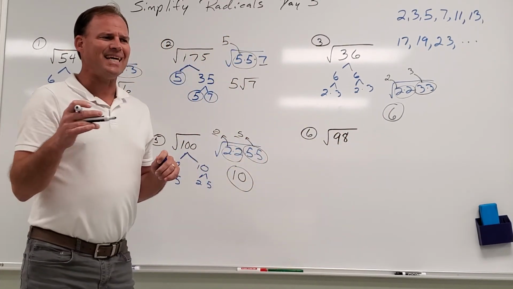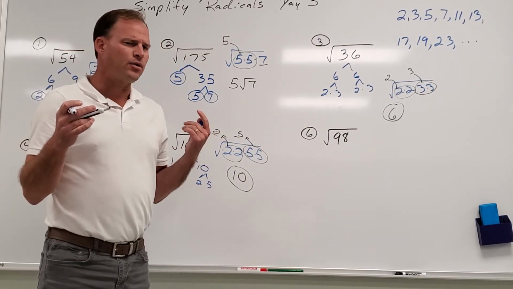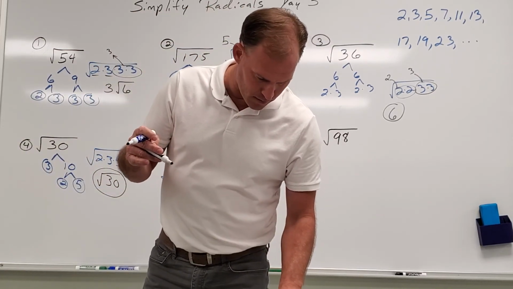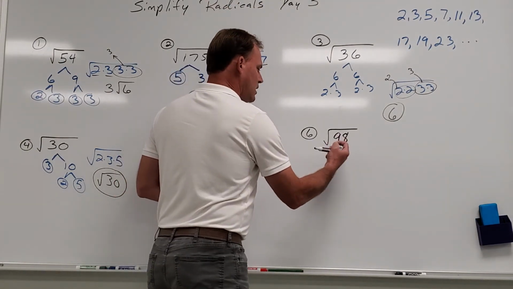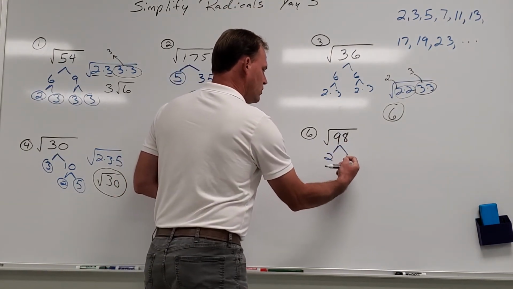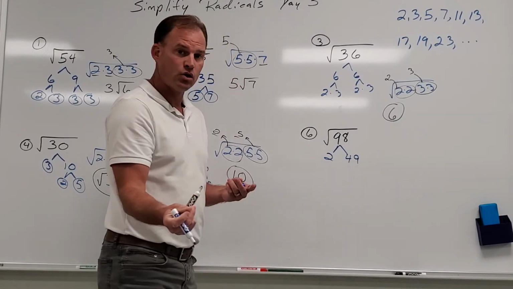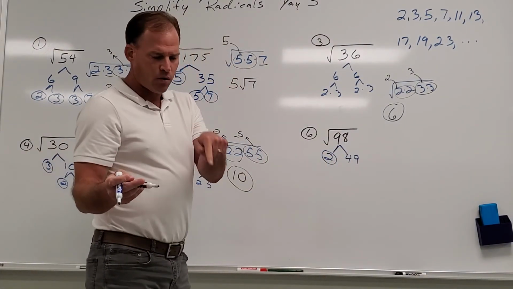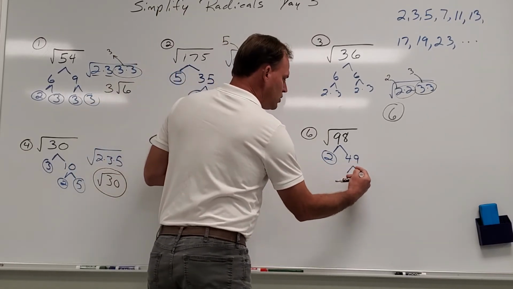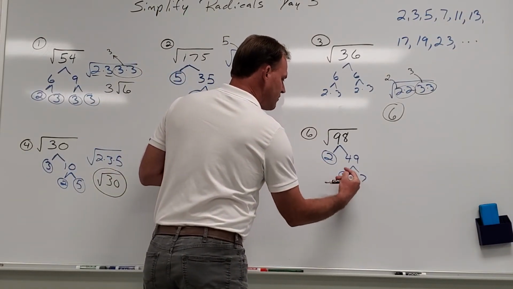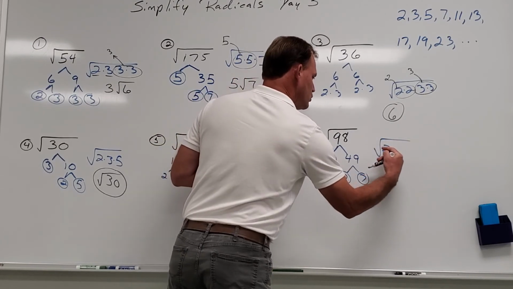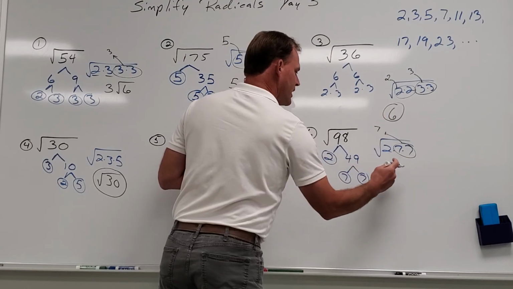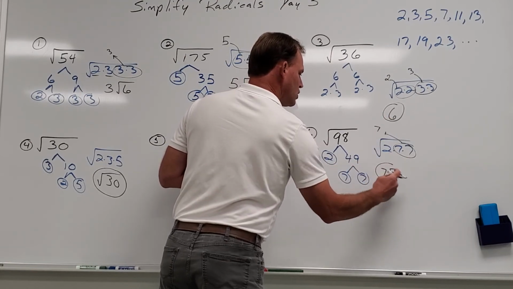98. What goes into 98? I don't know, but I know it's 2. So I'm going to go to the calculator again. I'm going to go 98 divided by 2, and that's 49. So I have 2 times 49. 2 is prime. We've seen that a lot. 49. What goes into 49? If you don't know, go to the calculator, but hopefully you know that's 7 times 7. So that is 2, 7, and 7. The 7's pair up, break out 7 root 2.